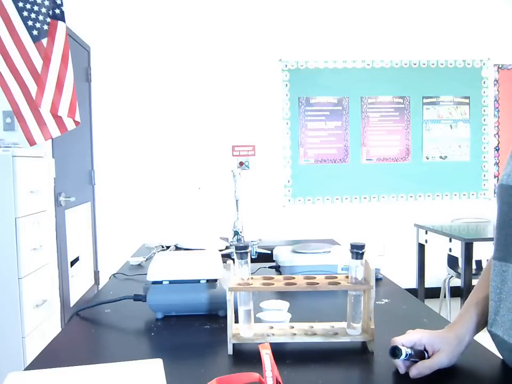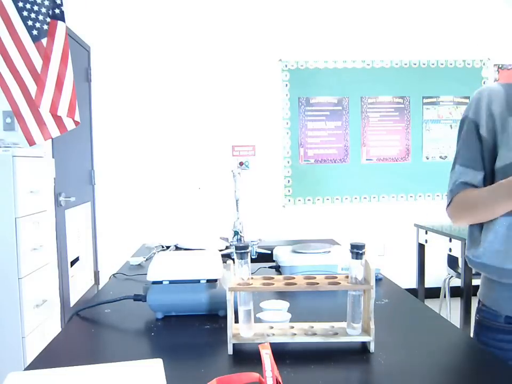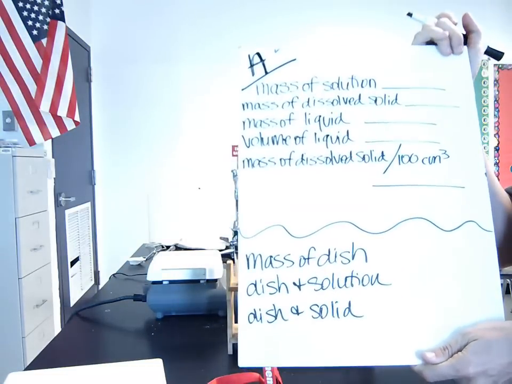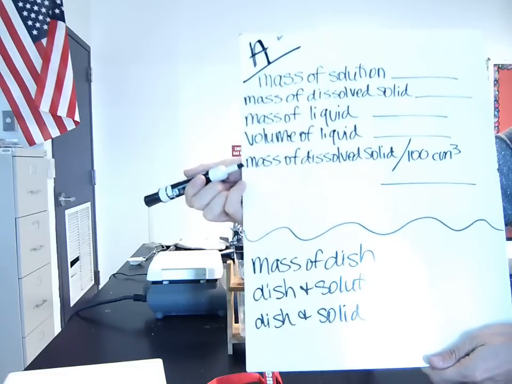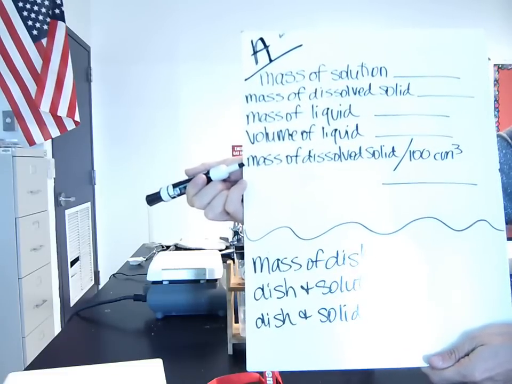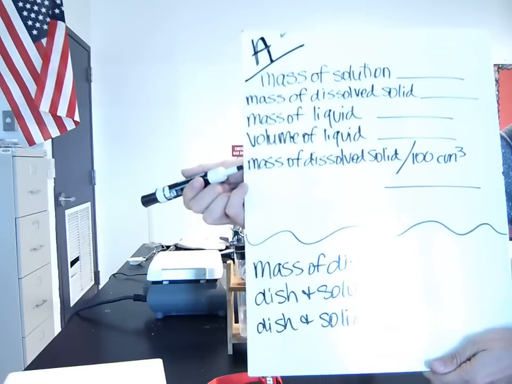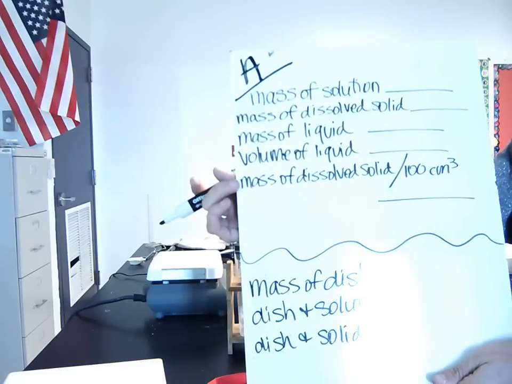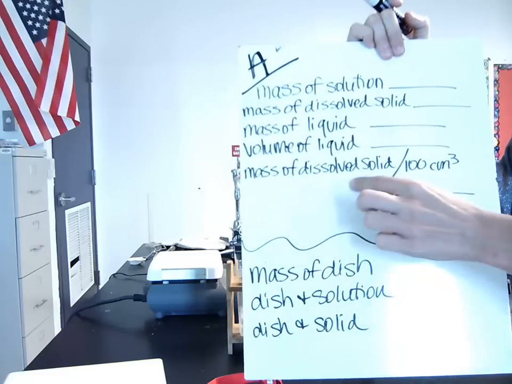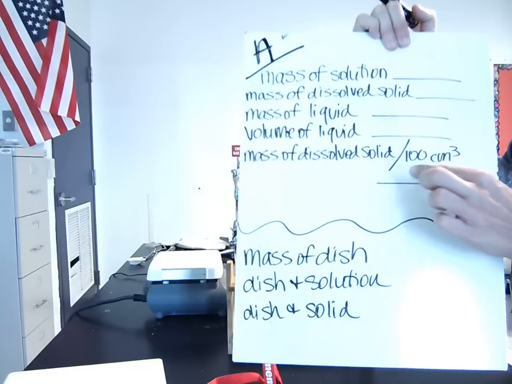So now we need to know what concentration is. I already prepared this ahead of time in terms of trying to look at the numbers. There's a lot on here. Right now we're just going to look at this number right here where it says mass of dissolved solid per 100 cubic centimeters. So when we look at concentration, concentration basically tells us the mass of the dissolved solid, so how much solid is dissolved in a certain amount of liquid.